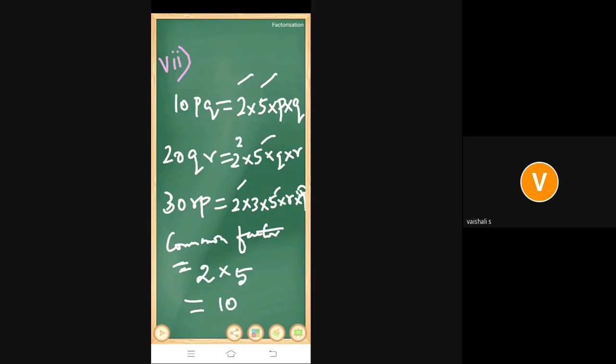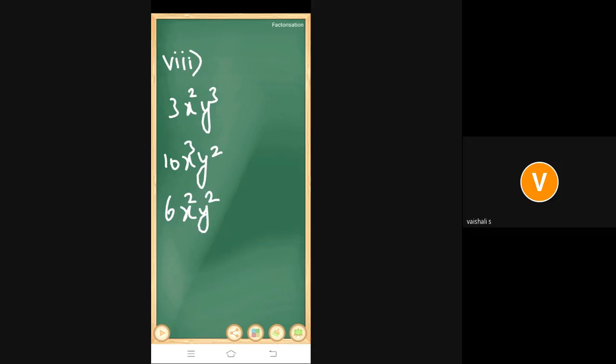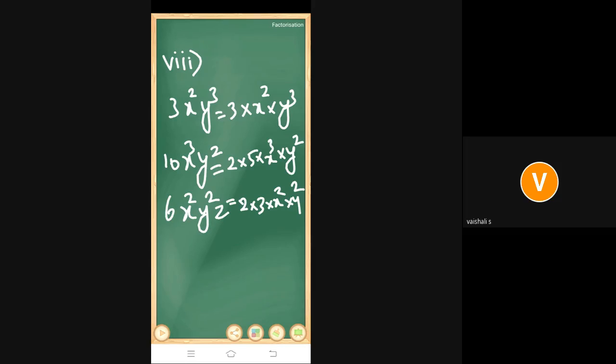So now we are moving on to question number 8. 3x square y cube, 10x cube y square, 6x square y square z. So 3 into x square into y cube, already 3 is a prime number. 10 can be written as 2 into 5 and x cube into y square you write as it is. 6 can be written as 2 into 3 into x square into y square into z.